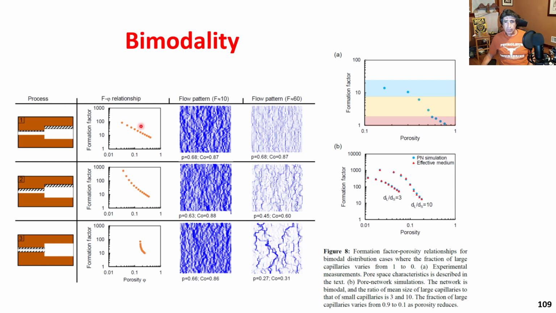So we have these patterns of bimodality, and what we find is, lo and behold, that the M exponent cannot be assumed constant over a wide range of porosity.